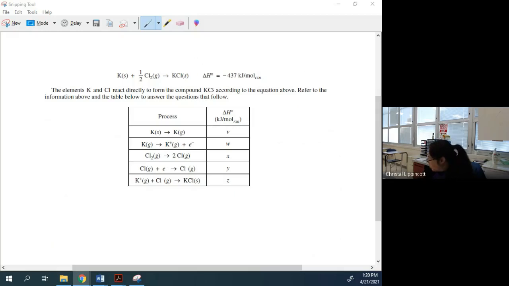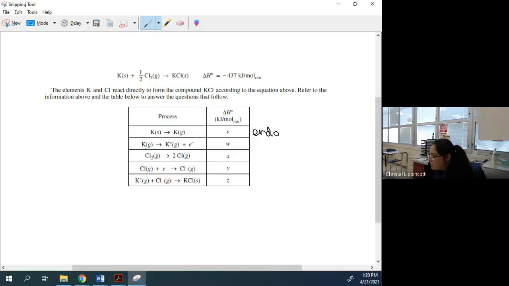All right, so got all B's and an A. So let's talk about this. If we go from a solid to a gas, is that going to take energy? Yes, so that guy is definitely endothermic.